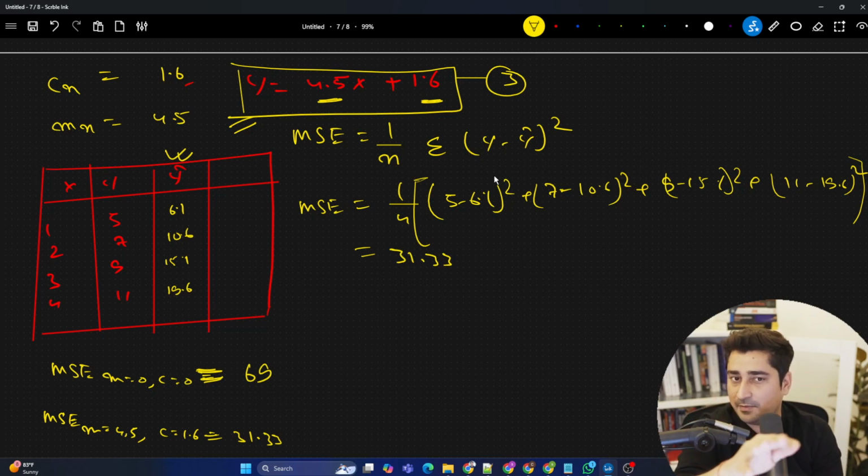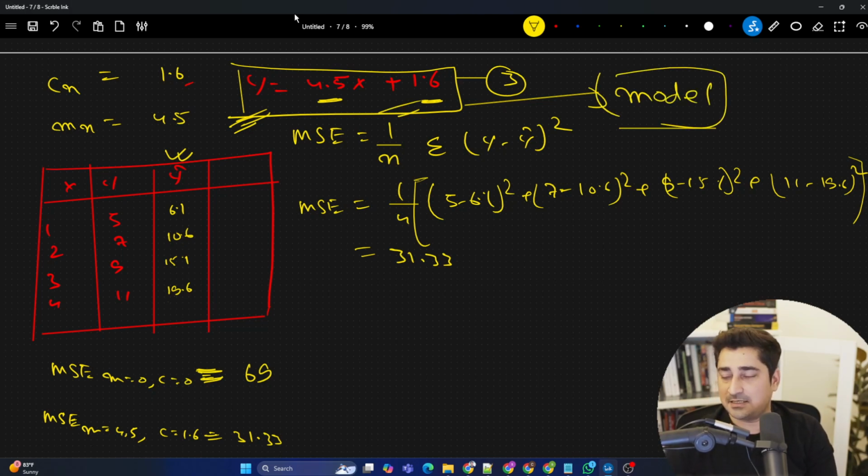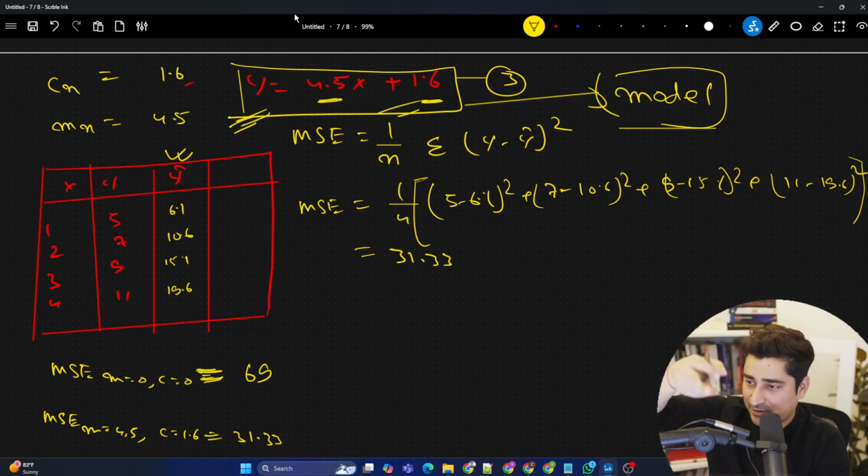And finally, you will be able to get a value of M and C where that line is going to define the complete trend of the data set. And this line is called the model. That's it. This is actually a model. You will pass the data, you will get the prediction.